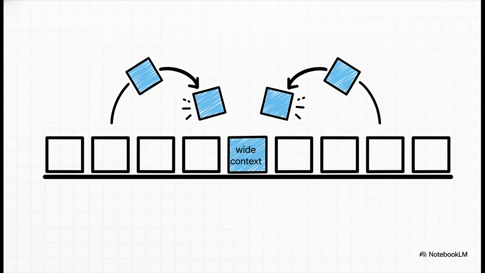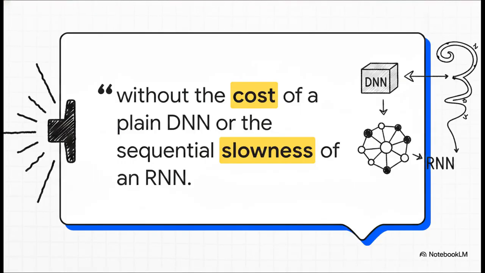And by the way, the time delay part of the name literally refers to how each layer's view is spread out or delayed across these specific time steps. There's a line from the source material that absolutely hits the nail on the head when describing the magic of dilation. It says this method gives the wide context speech needs without the cost of a plain DNN or the sequential slowness of an RNN. It really is the best of both worlds, which perfectly sets up our final section.